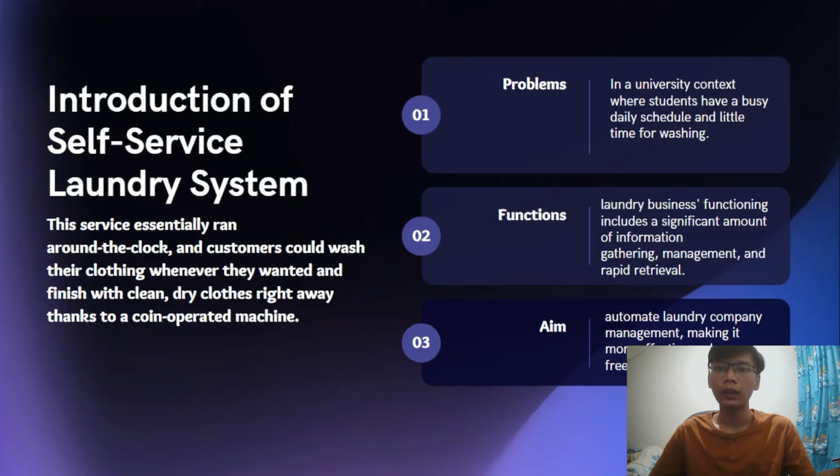The functions. Laundry business functioning includes a significant amount of information gathering, management, and rapid retrieval. So, our aim is to automate laundry company management, making it more effective and error-free.